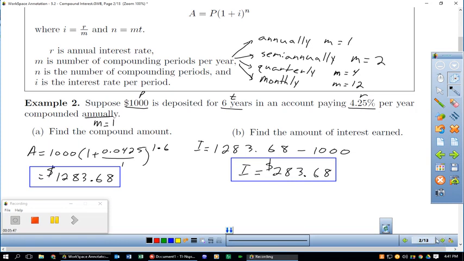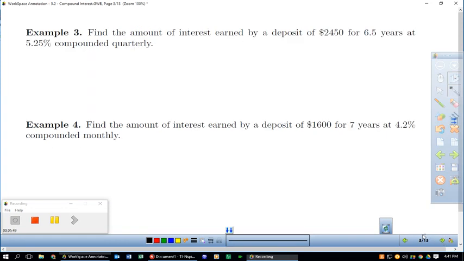Next, example 3. Find the amount of interest earned by a deposit of $2,450 for 6.5 years at 5.25% compounded annually, or compounded quarterly. Okay, so quarterly means M equals 4. There's our rate, deposit, so that's P, and we have time.